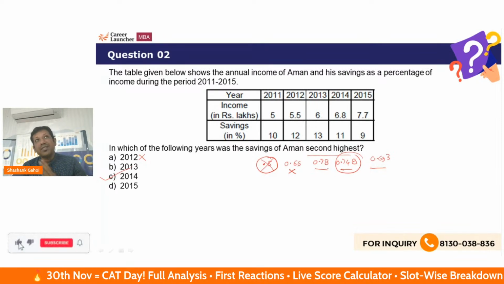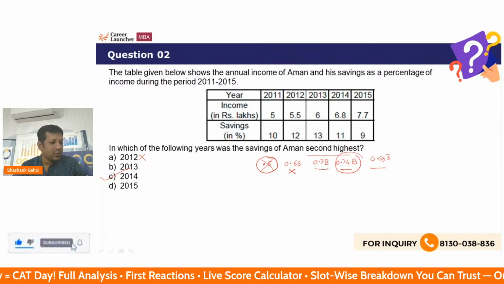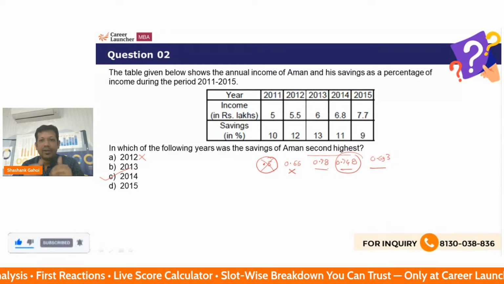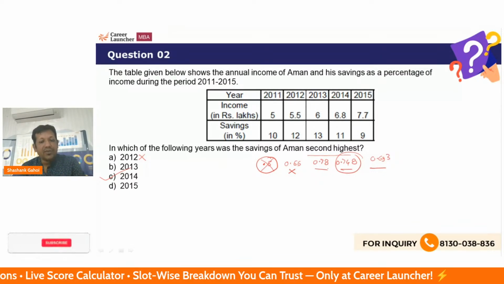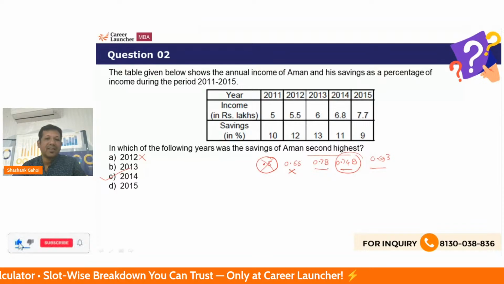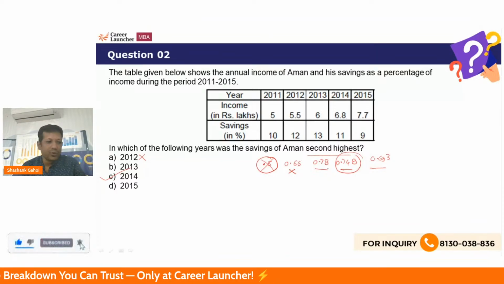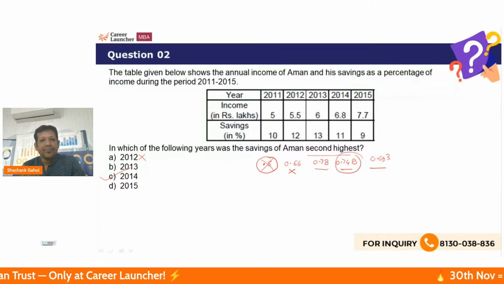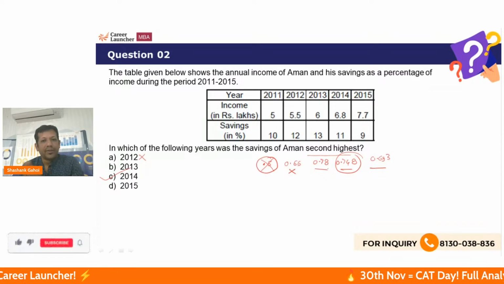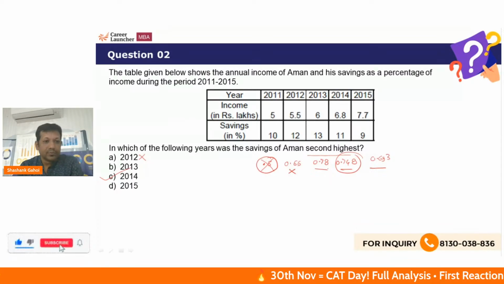So it was simply a calculation-intensive question. Just look at the data, calculate it, and get the answer. The highest one I can guess, but for the second highest, I think I need to make a lot of guesses. I don't want to do that. So that's the reason I'm simply calculating all the values so that I don't get it wrong.